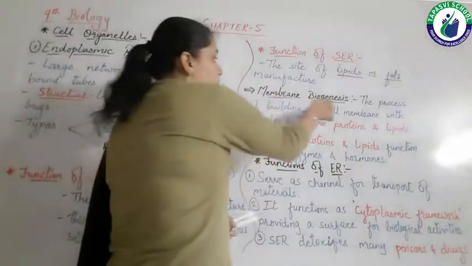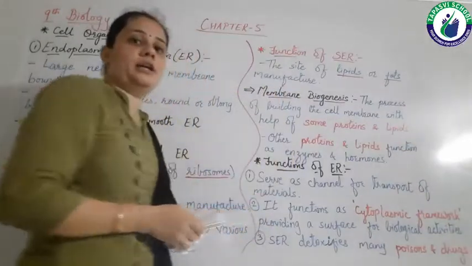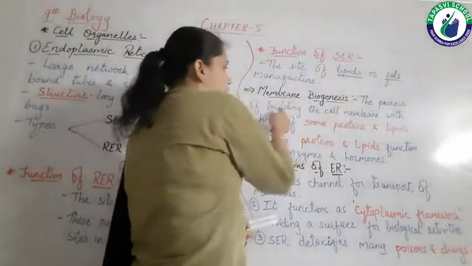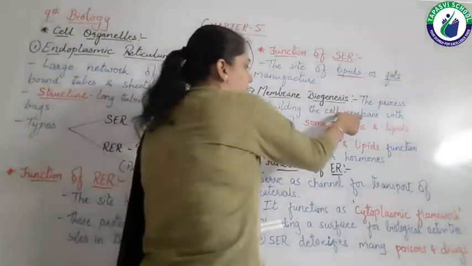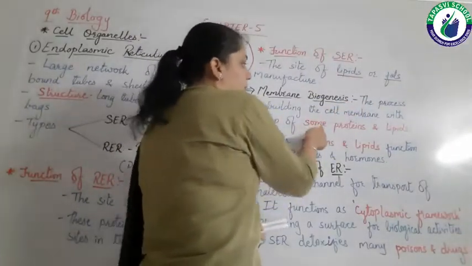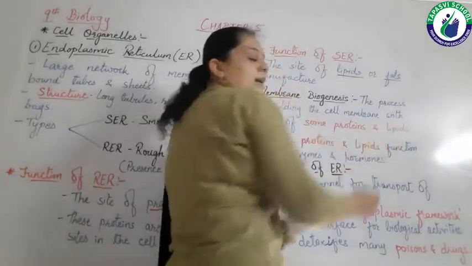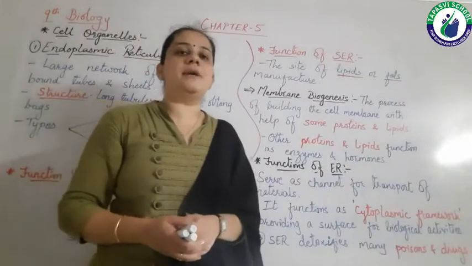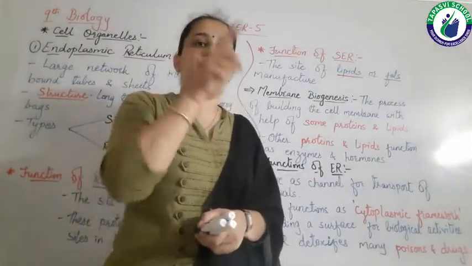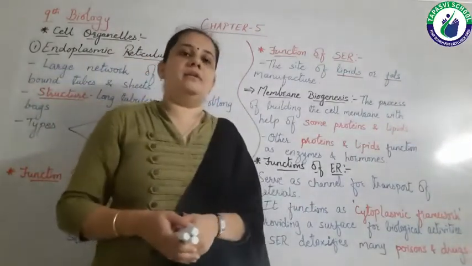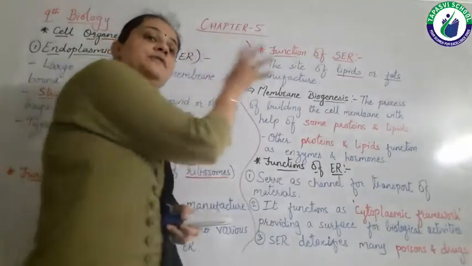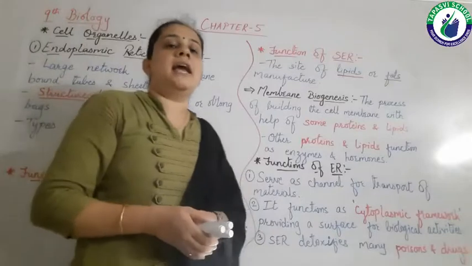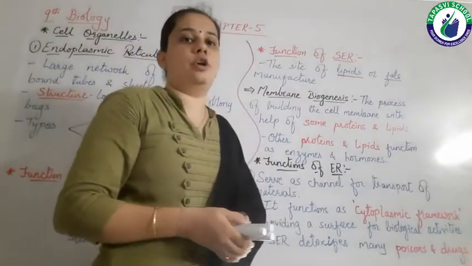Membrane biogenesis is very important. Membrane biogenesis means the process of building the cell membrane with the help of some proteins and lipids. So these proteins and lipids help in the formation of the cell membrane. Then some of these lipids and proteins also function as enzymes or hormones.